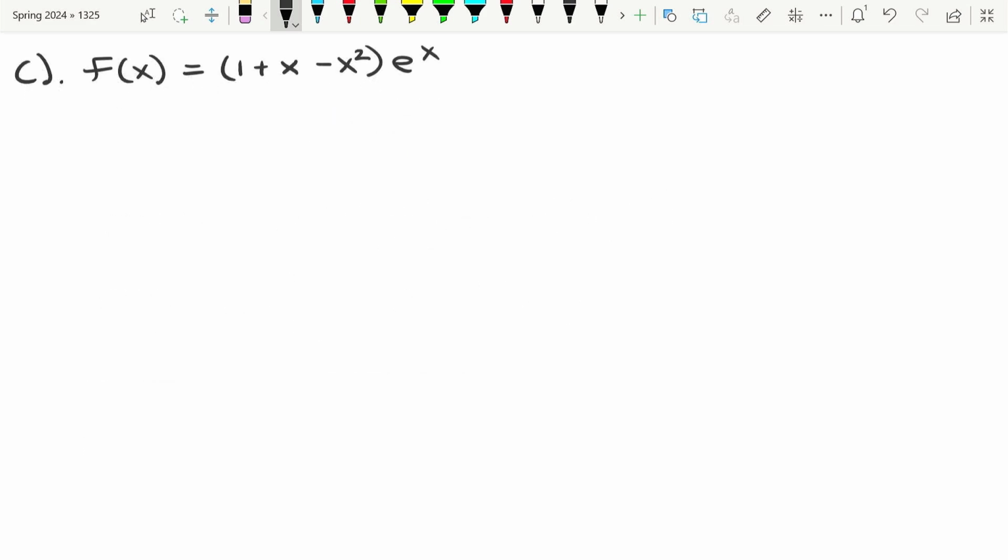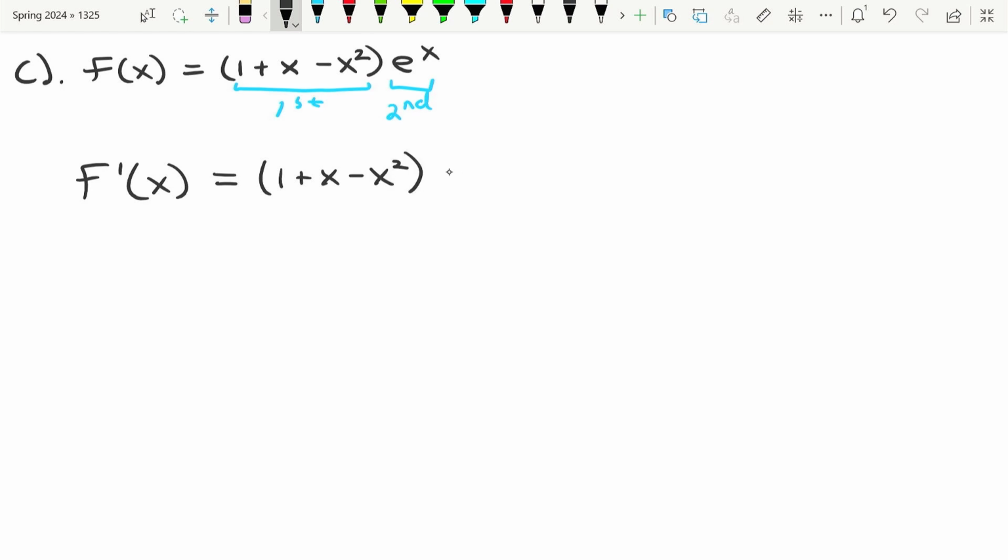Here we have f of x is equal to, in parentheses, 1 plus x minus x squared, close parentheses, then e to the x. So here we've got to point out the first, which will be all the stuff in parentheses. The next to that, the second, would be e to the x. So f prime of x, we start with the first, 1 plus x minus x squared, times the derivative of the second. Derivative of the second is still e to the x, plus the second, e to the x, times the derivative of the first. The derivative of 1 plus x minus x squared would be 1 minus 2x.